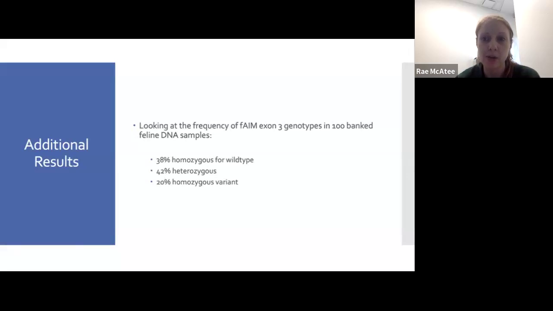So there is less of the homozygous variant type, and I wondered, could that mean there is a degree of selective pressure against that variant allele, or is this just genetic drift? Because it is a small sample size, there's only looking at 100 feline samples.